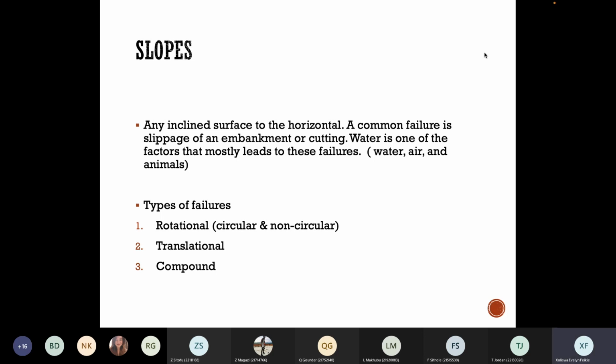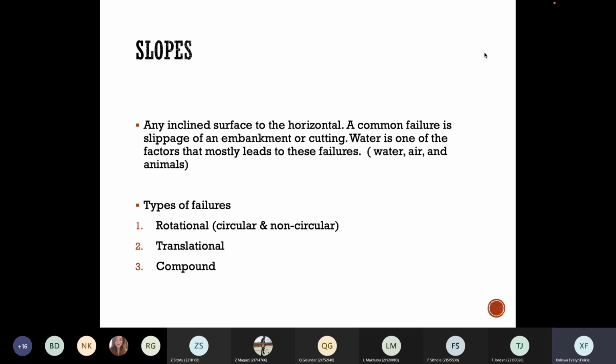So depending on what is causing the slope to fail, they say you are bound to get different types of failures. Water is one of the factors that mostly contributes to the failing, but not water only. We talk about water, air, and sometimes if that area will be exposed to animals, because they're heavy, they have a way of contributing. So types of failures in terms of slopes, you will have rotational.